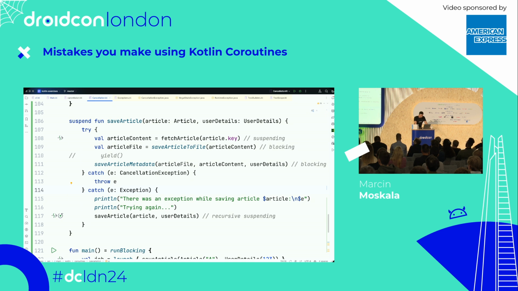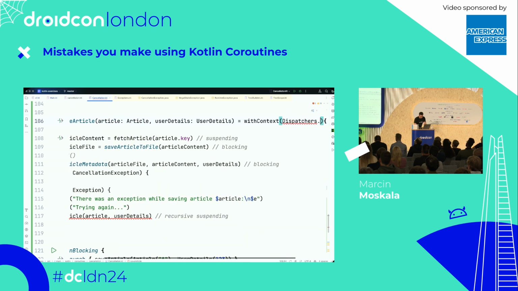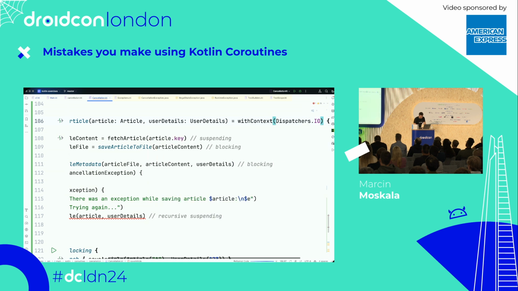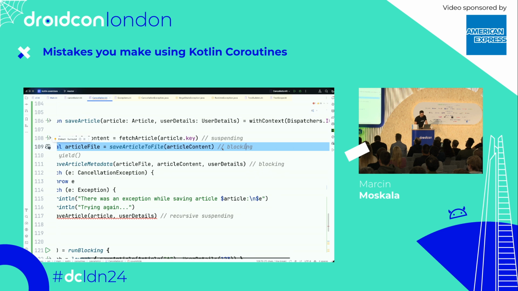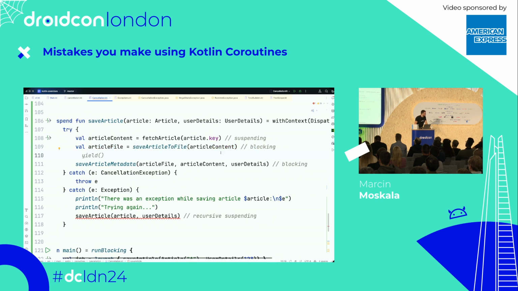I think we found it all, but maybe I missed something. Oh no, I missed something. What's wrong in here? IO context, yes, that's the last thing with context dispatchers IO, because we have blocking calls and they must be made in an appropriate context. I think we got it all.